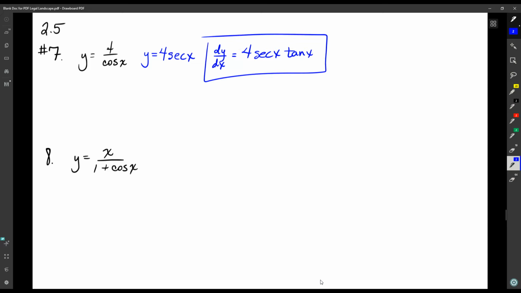Number 8 is a function y equals x over 1 plus the cosine of x. And in this case, there's no way to simplify like we did on 7. We're going to have to use the quotient rule.